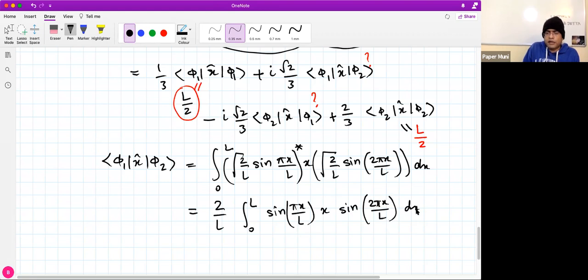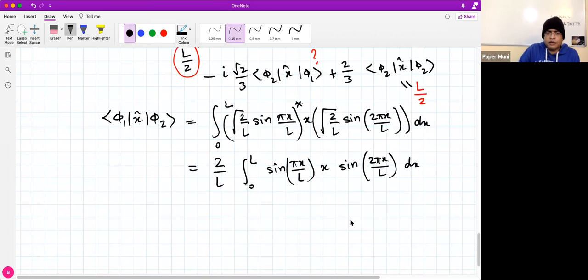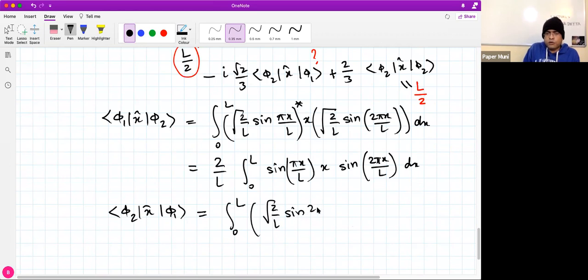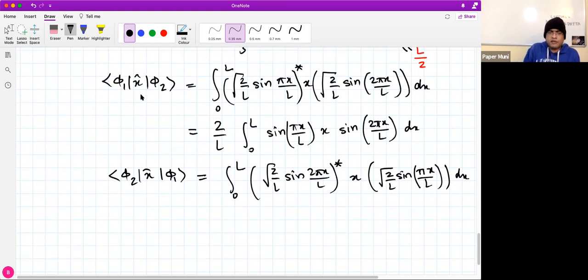Now if I try to write down this one also, phi 2 x phi 1, what will you get? So this is root 2 by L sine 2 pi x by L with a conjugate, and then we have x. Now we are doing this for the first time, so I'm showing it to you. We will not do this in the exam. We already know how it will look. We should be able to visualize things just by looking at the Dirac notation. So in this case, if you see this pi x, what do you see? Are these two expressions related?